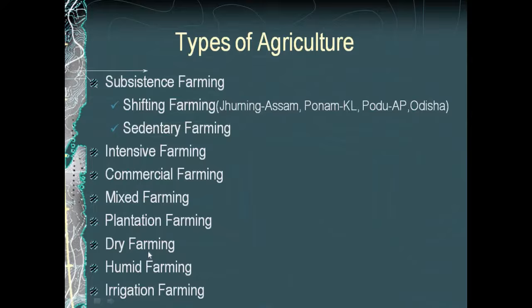Next, plantation farming. Cultivation of a single crop on a large estate for the market. Here mainly coffee, rubber, tea, etc. come under plantation farming.